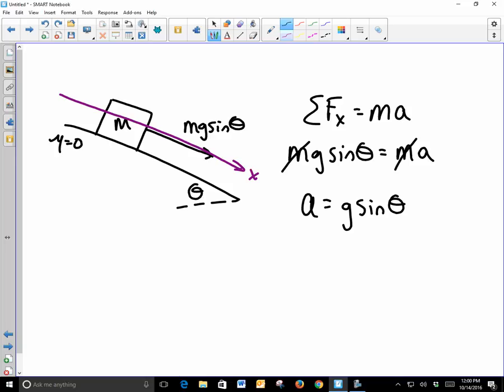What if I'm just dropping things straight down? What's the angle of the incline? 90 degrees. What's the sine of 90? 1. So the acceleration is equal to g. So if we just had a vertical surface, that's a 90-degree angle. Sine of 90 is 1, so the acceleration is equal to gravity, which is what we expect. Again, independent of mass.